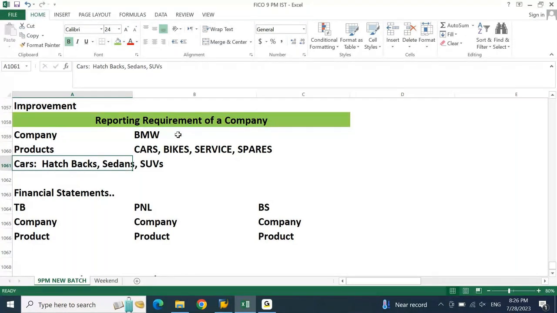Segment is nothing but a group of profit centers. First, you need to identify what your profit centers are. Once you are able to identify the profit centers, identification of a segment is very simple.